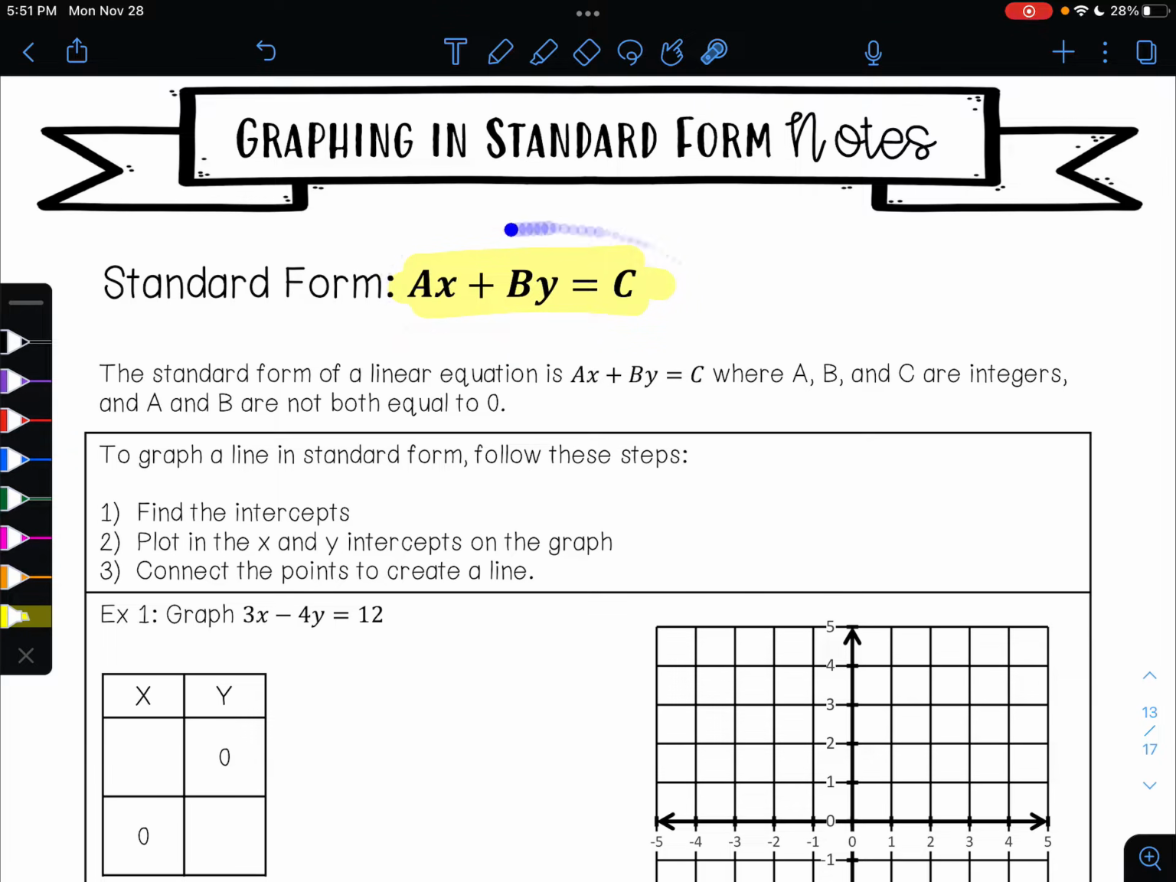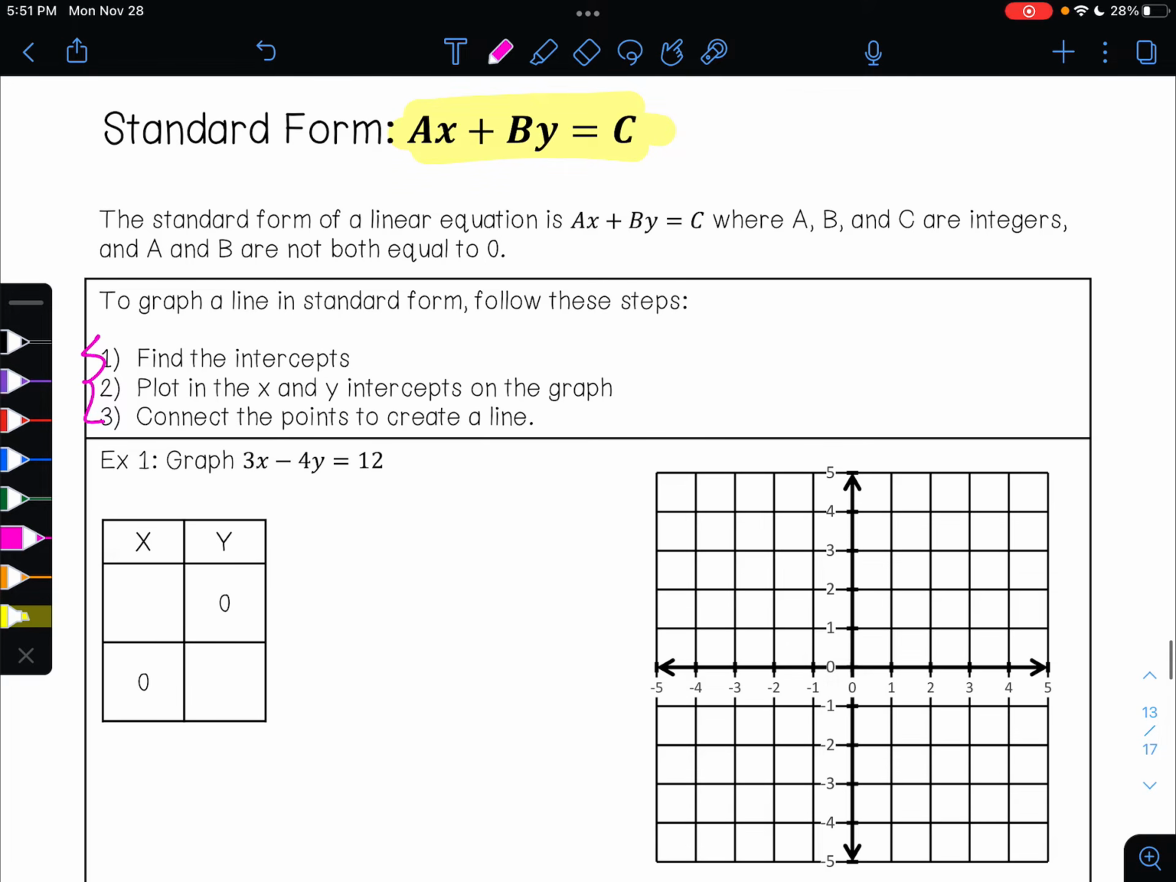So, when you're given an equation in standard form, you're going to follow these 3 steps. Step 1 is to find the intercepts. So we let x equal 0 and solve for y, and then we let y equal 0 and solve for x. Step 2 is to plot those intercepts on the graph, and step 3 is to connect them to create a line. Let's try that right now on example 1.